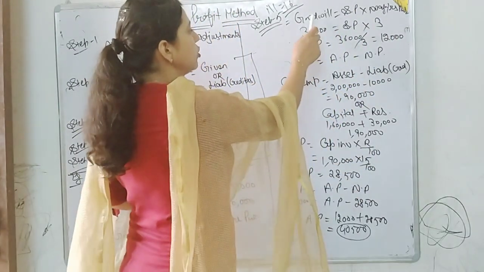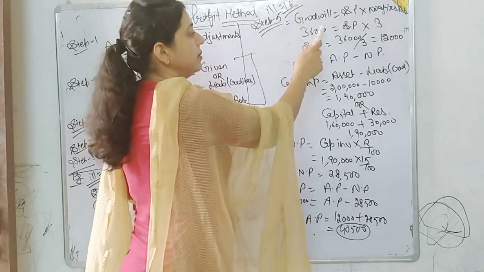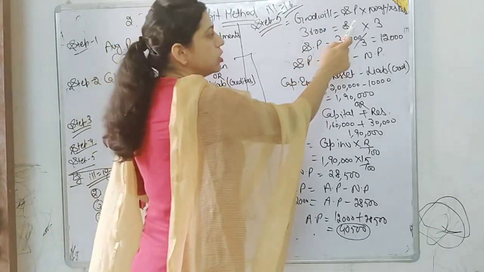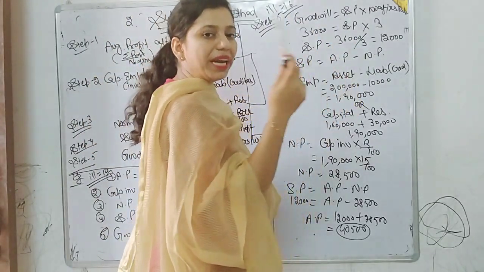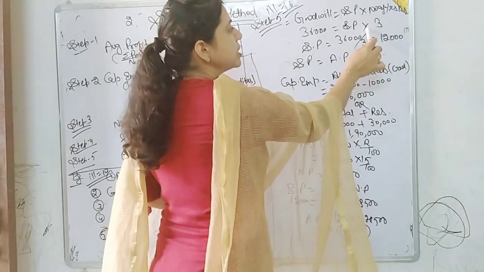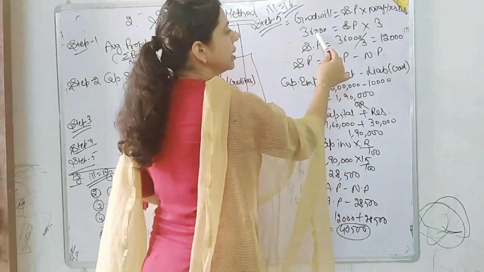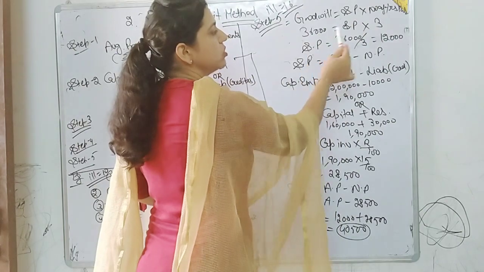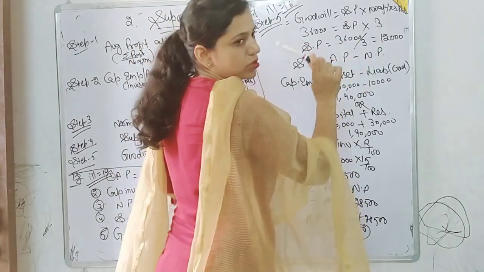So goodwill given in the question in illustration number 16 is 36,000. Super profit we don't know, we have to calculate. Number of years' purchase, they are 3. So 36,000 divided by 3. Super profit will be 12,000.